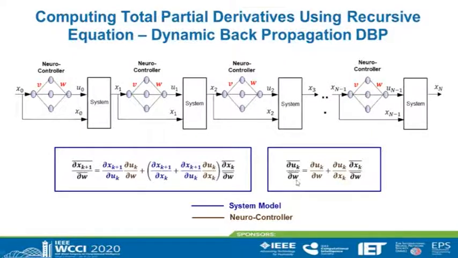Here, we also show the expression for computing the total partial derivative of control input U respect to W. It depends on the total partial derivative of X respect to W. Here we can see the simple partial derivative, and this is the total partial derivative of U respect to W.